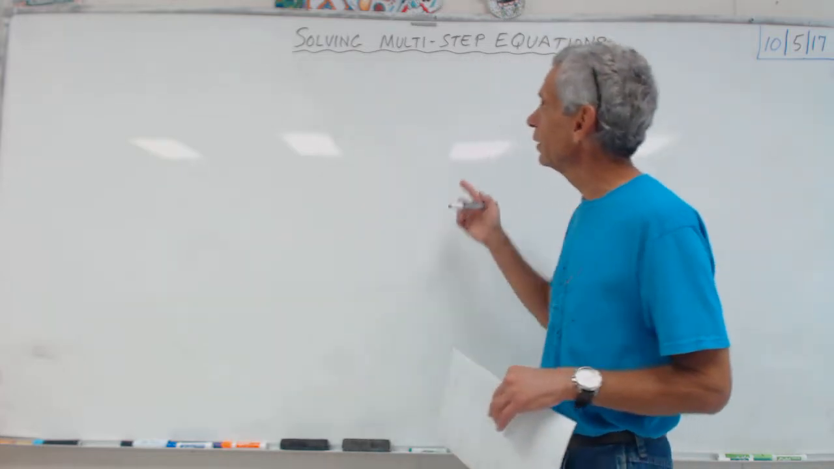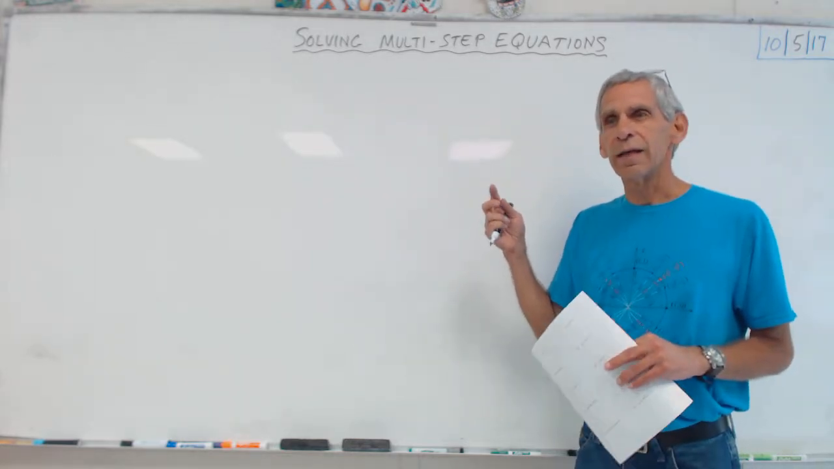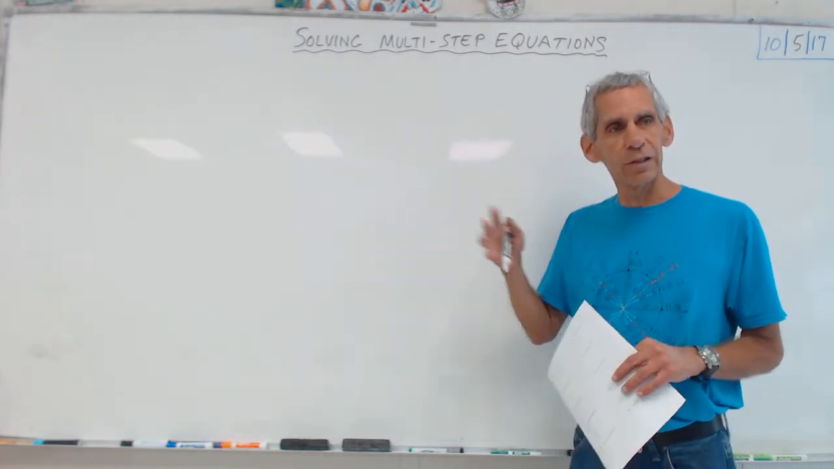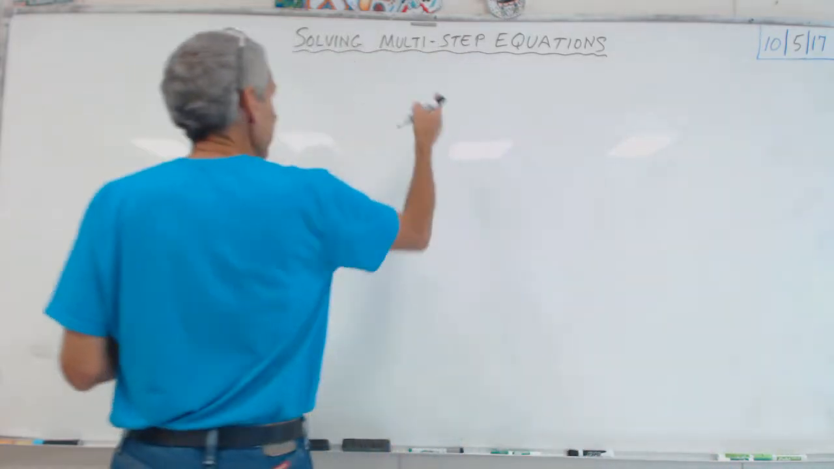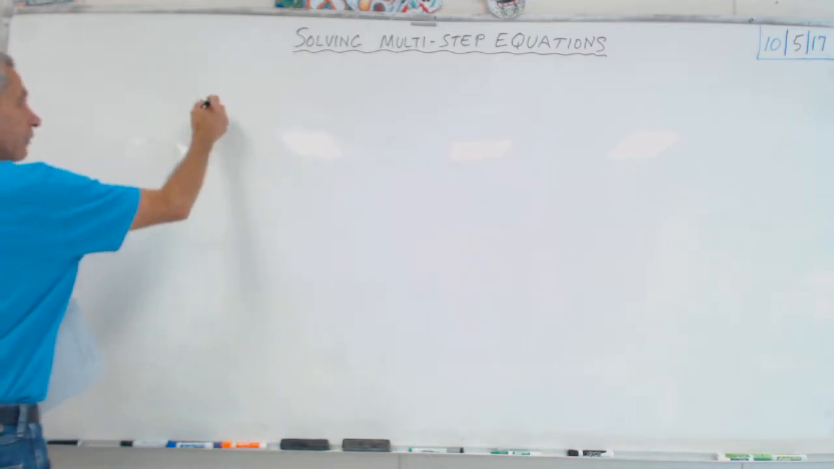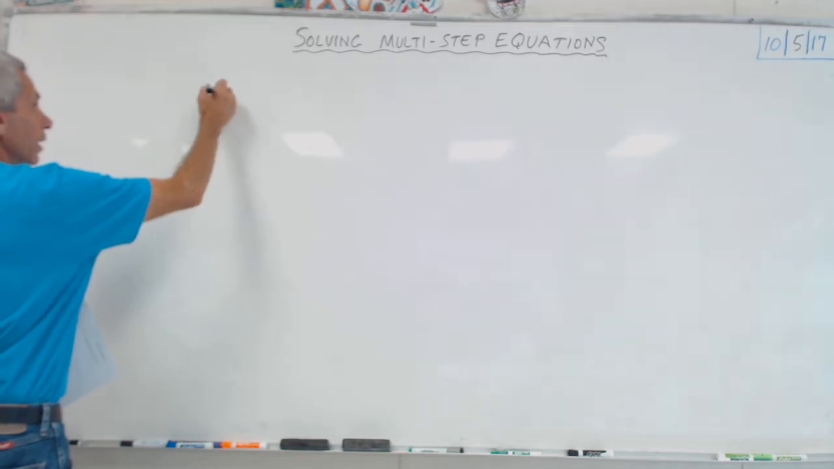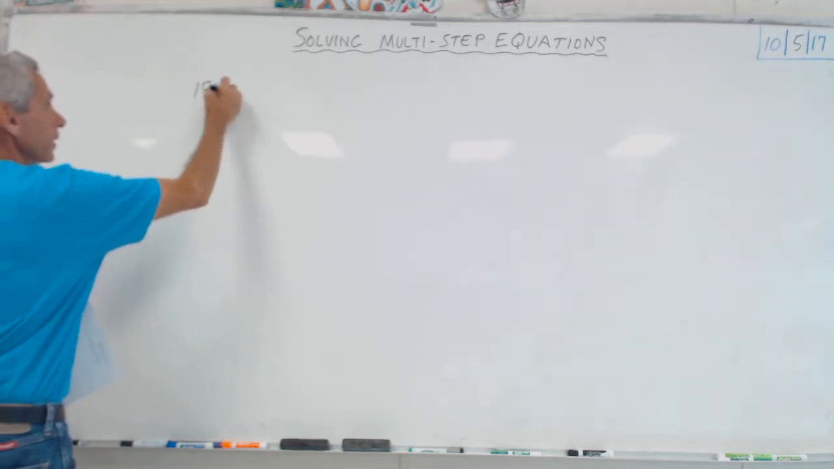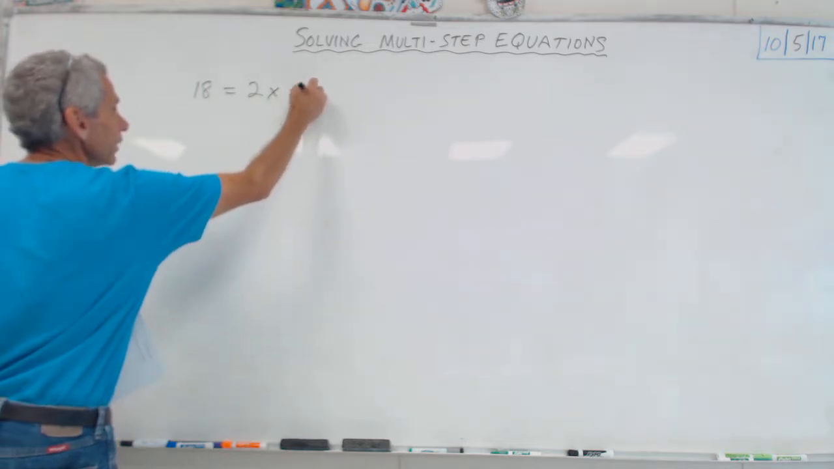First of all, I want to talk about a 2-step or a 3-step, something you know how to solve, but I just want to show you something that you might see before I get into actual multi-steps. If I gave you something like 18 is equal to 2x minus 6.